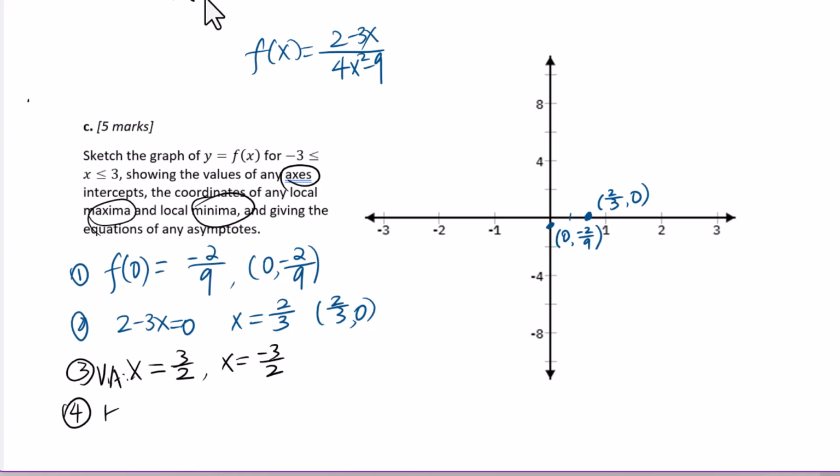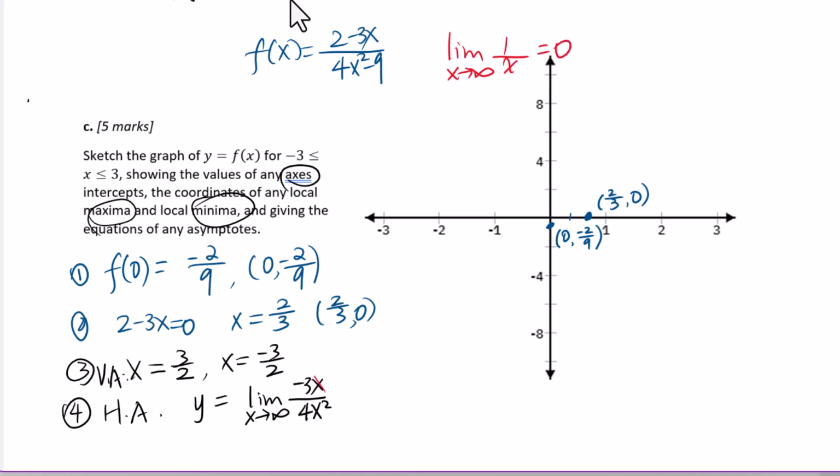For the horizontal asymptote line, we will use the limit: y equals the limit as x approaches infinity of the leading terms, negative 3x over 4x squared. We know the limit as x approaches infinity of 1 over x equals 0. Reduce to 1 over x, so it equals 0, which means the horizontal asymptote line is y equals 0. Let's sketch the graph and label the key features.